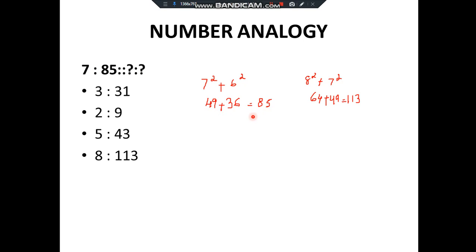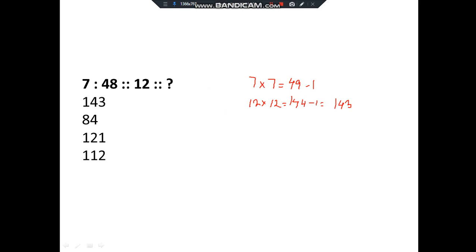Similarly, check for the option. The option D, which is 8 and 113, is the right answer. The logic is 8 square plus 7 square is 113. So this is how you have to find the logic. It is quite difficult, but still. See, next question. 7 is to 48. Similarly, 12 is to what?